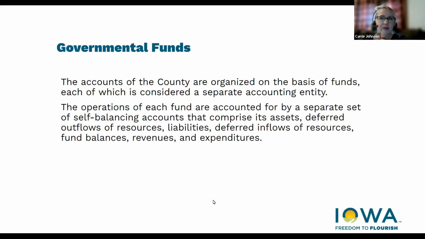So counties have governmental funds, right? Obviously, as a governmental entity, the accounts of a county are organized based on their fund type. Each fund is sort of considered its own bucket, and each fund is intended to be sort of self-balancing. It has its own assets, its own liabilities, resources, its own revenues and expenditures. So each fund operates as its own bucket of financial information.